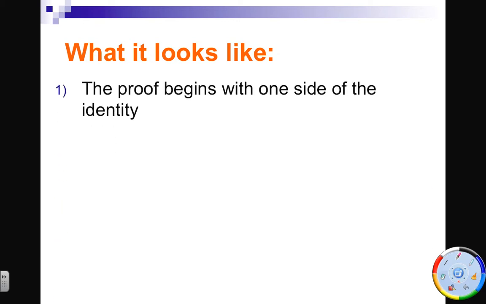So first of all, the proof is going to begin with one side of the identity. You are not allowed to work across the equal sign. So things like this, where you go 3x plus 1 equals 0, you're not allowed to subtract 1 from both sides. So obviously we're not going to do something simple like this. You have to be able to simplify one side to make it look like the other.